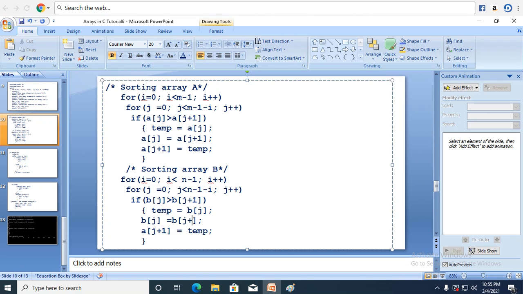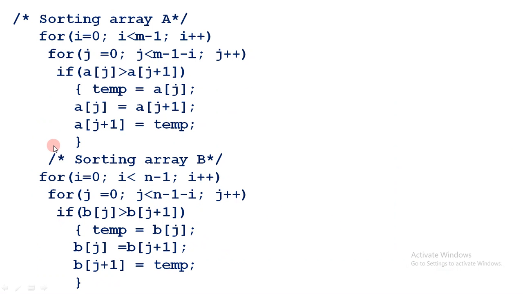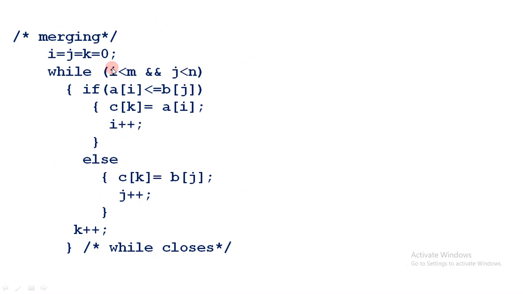After this is B array. Okay, completely sorted in ascending order. So now, after this loop, we will have two arrays that have been sorted. Now merging will take place.